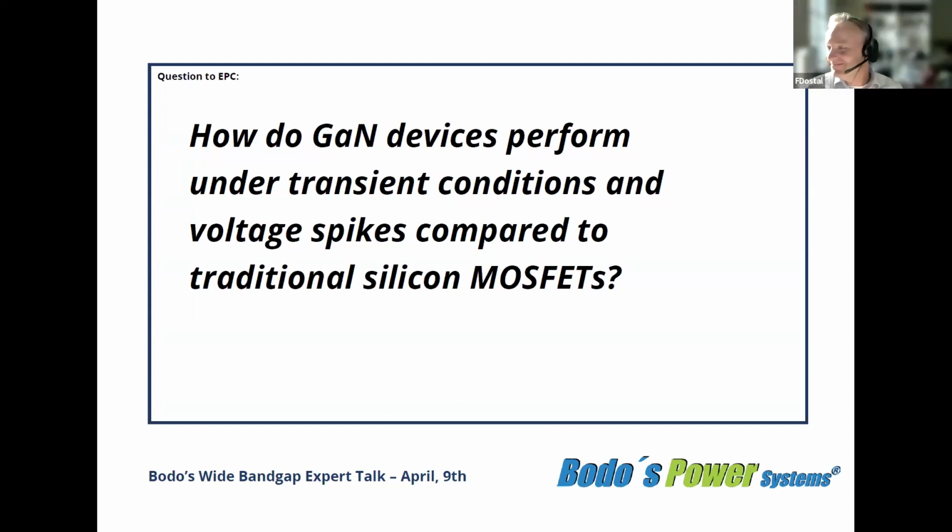So let's separate out the two types of transients that people are worried about. One is gate voltage transients, spikes on the gate, and the other one is drain voltage transients, or spikes on the drain. In terms of spikes on the drain, GaN is well known to not have avalanche capability, and MOSFETs do. So what about that?